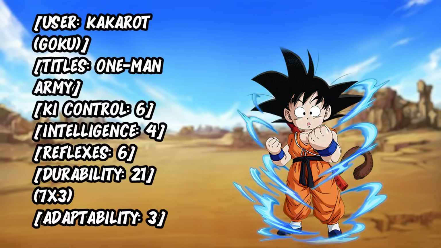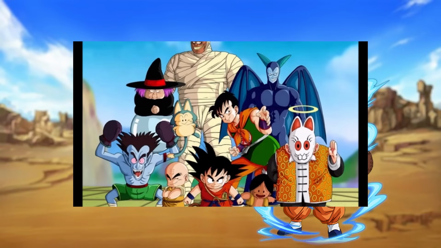User Kakarot (Goku). Titles, One Man Army. Ki control 6, intelligence 4, reflexes 6, durability 21, 7x3, adaptability 3. For the following saga it goes pretty similar, except that he dominates in his fight against Grandpa Gohan.